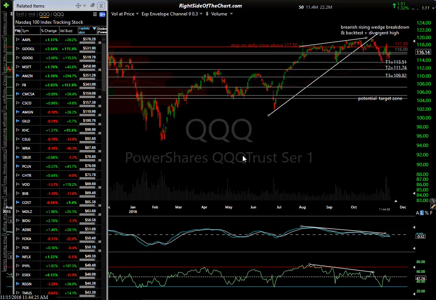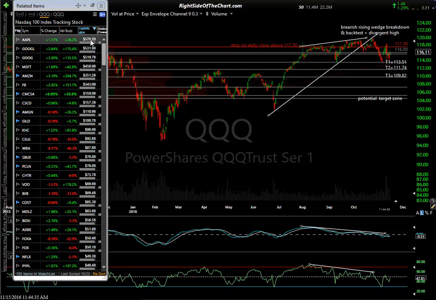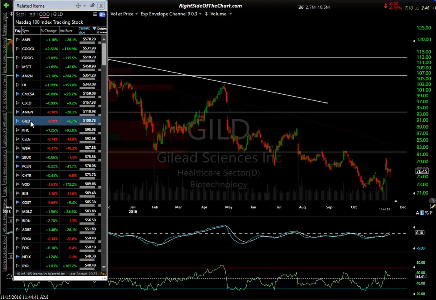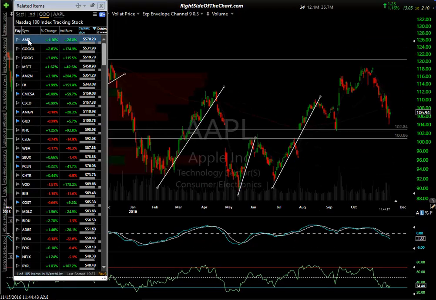Okay, now we'll get to the top components. What I have here is just a related items list. This is a watch list. It has all 105 stocks in the QQQ, and I have them sorted by market cap. So give or take, it'll give us a top 10. We'll go down to maybe Gilead or something like that. Cover a few of these depending on the amount of time.